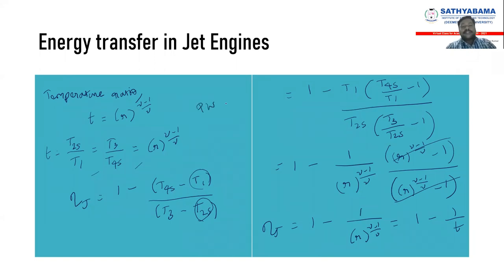For a Pratt & Whitney jet engine, the compressor pressure ratio, that is r, is equal to 20:1. What will be the theoretical air standard efficiency? It is very simple, we can substitute here. 1 minus 1 divided by r, which is 20, to the power of gamma minus 1, gamma is 1.4, so 1.4 minus 1 is 0.4, divided by gamma, 1.4. What is the answer now?